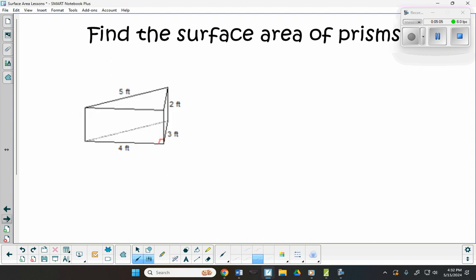All right, in this next figure, again, it's a prism, and you have to determine the base. And what we have is we have two triangles that are parallel and congruent. So the base is a triangle.